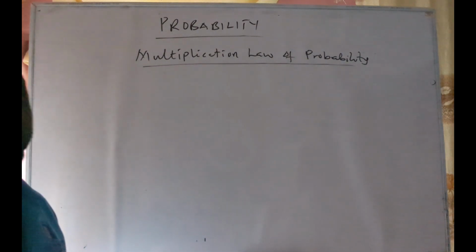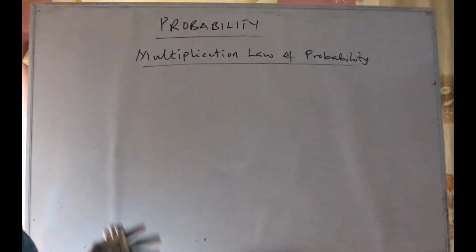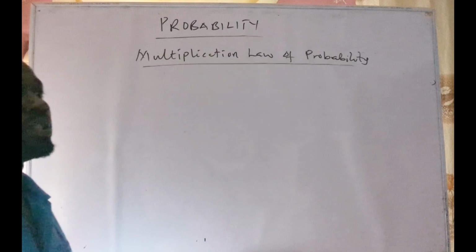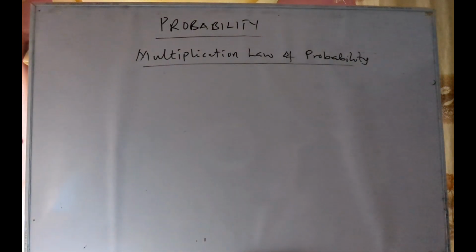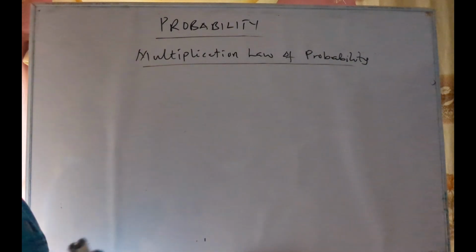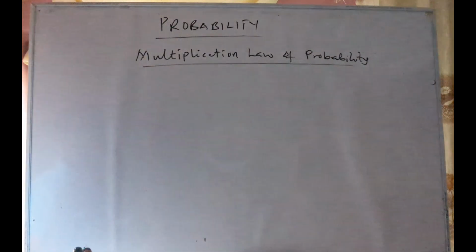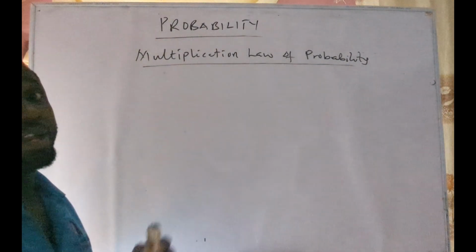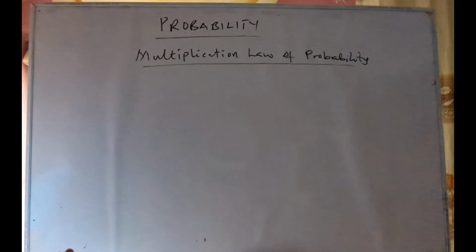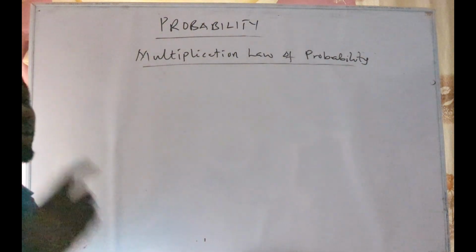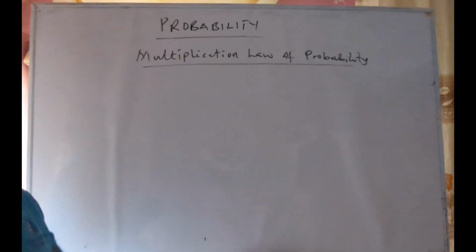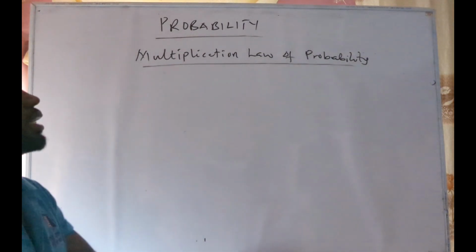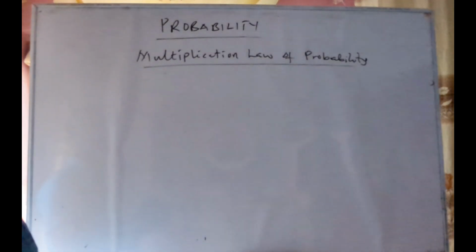Multiplication law of probability. Okay, we have done with the addition, we are looking at the multiplication. With the multiplication law, let's say we have two events, and the outcome of one event does not affect the outcome of the other event. We say that the two events are independent. Then we can apply the multiplication law of probability.